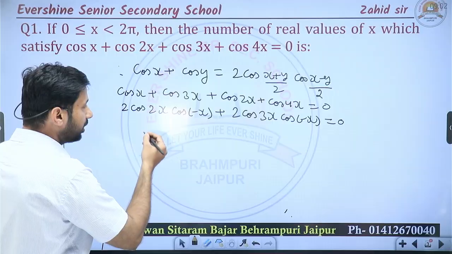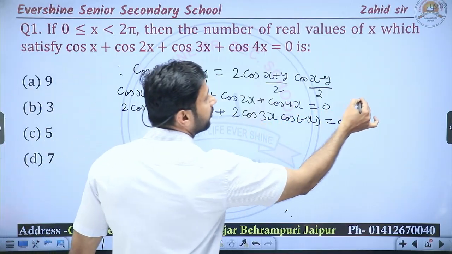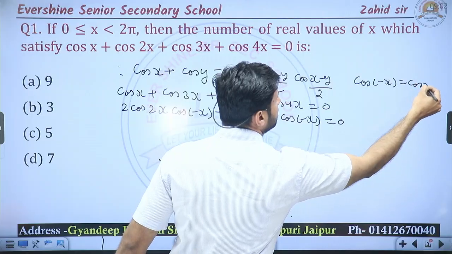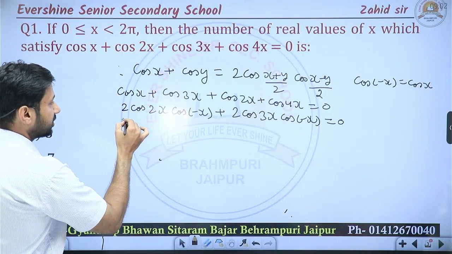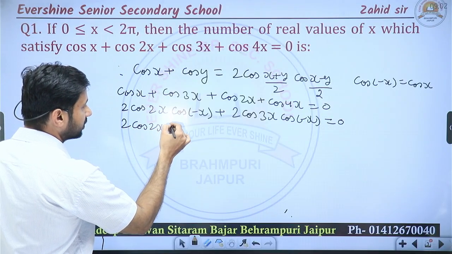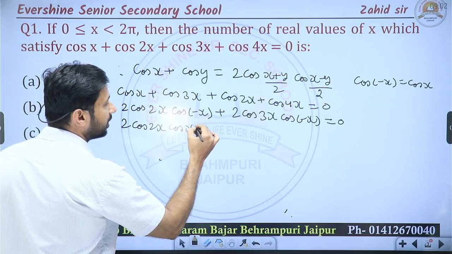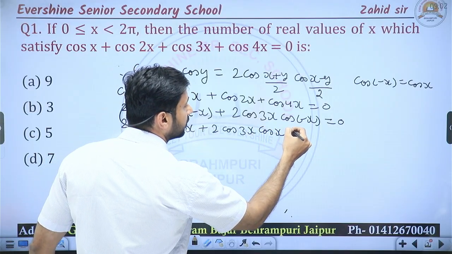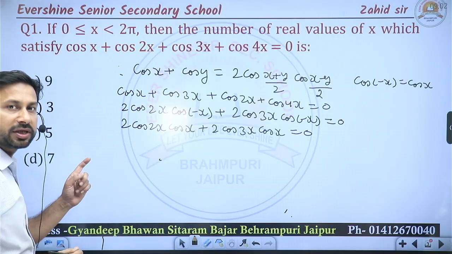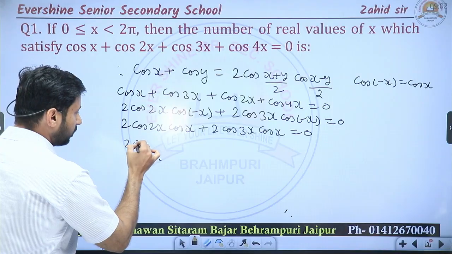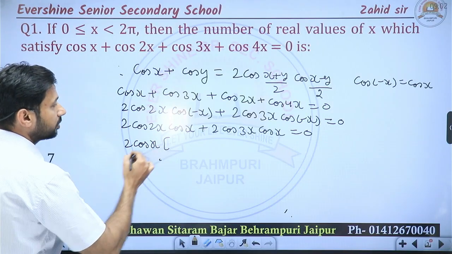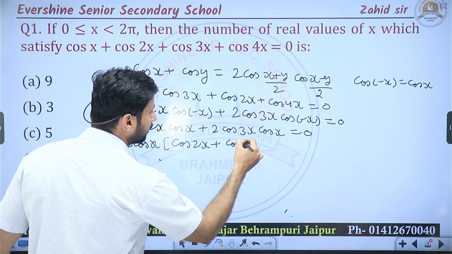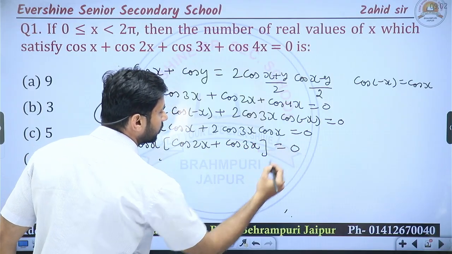Okay. Now as you know, cos of minus x is always equal to cos x. So this can be written as 2 cos 2x cos x plus 2 cos 3x cos x equals to 0. Now something is common here. So the common is 2 cos x. I can take it out. So I'll be getting cos 2x plus cos 3x, which is equal to 0.